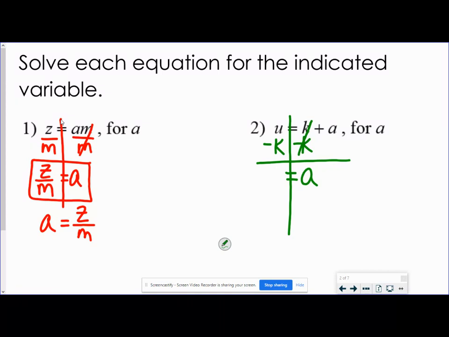The u and the k, they don't go together. They don't become some new thing. It's just u minus k. Since they're not like terms, they just stay as two separate terms.